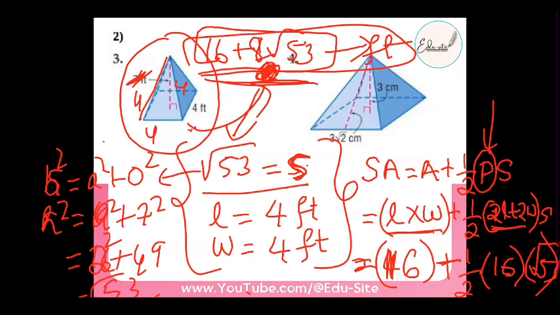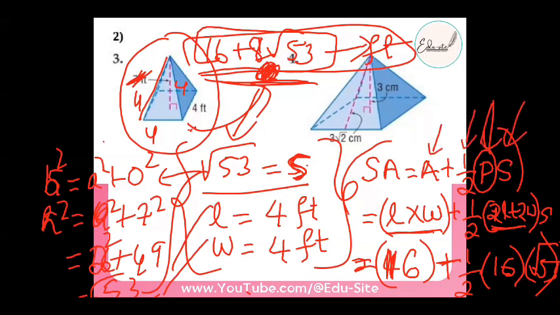Are you done? Yeah, I'm done. Okay. So we have got slant height, then we know the length, then we know the width. So surface area is equal to total area of the base plus half into perimeter of the base into side. So length into width is the area of the base. So what is the answer to this? 16 plus 8 root 53.